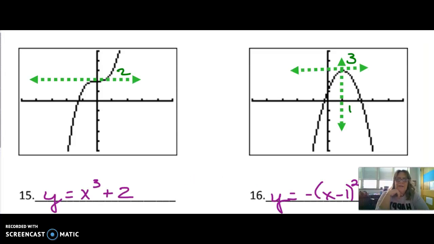For number 15, this is a cubic equation. It's been shifted up 2 units, so I just have x cubed +3. For number 16, again, hopefully you recognize it's a quadratic, but it's opening down, so we should have a negative in front of everything. So I've got a negative sign, and because it's moving to the right one inside my parentheses, I should have the opposite sign. So x -1, quantity squared, and then it's shifted up 3, so +3 on the outside.